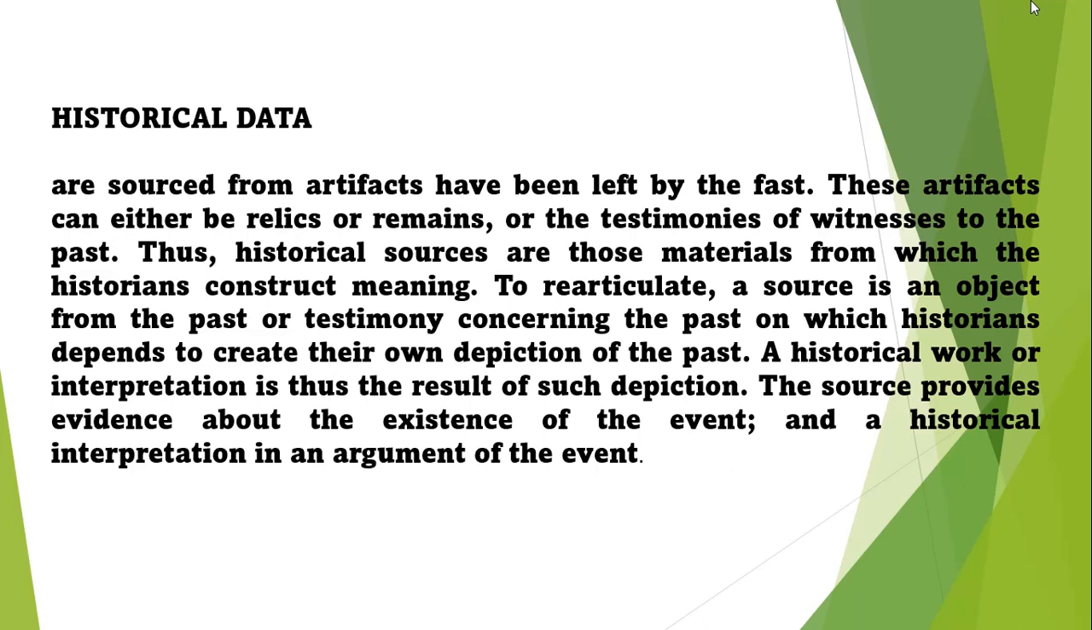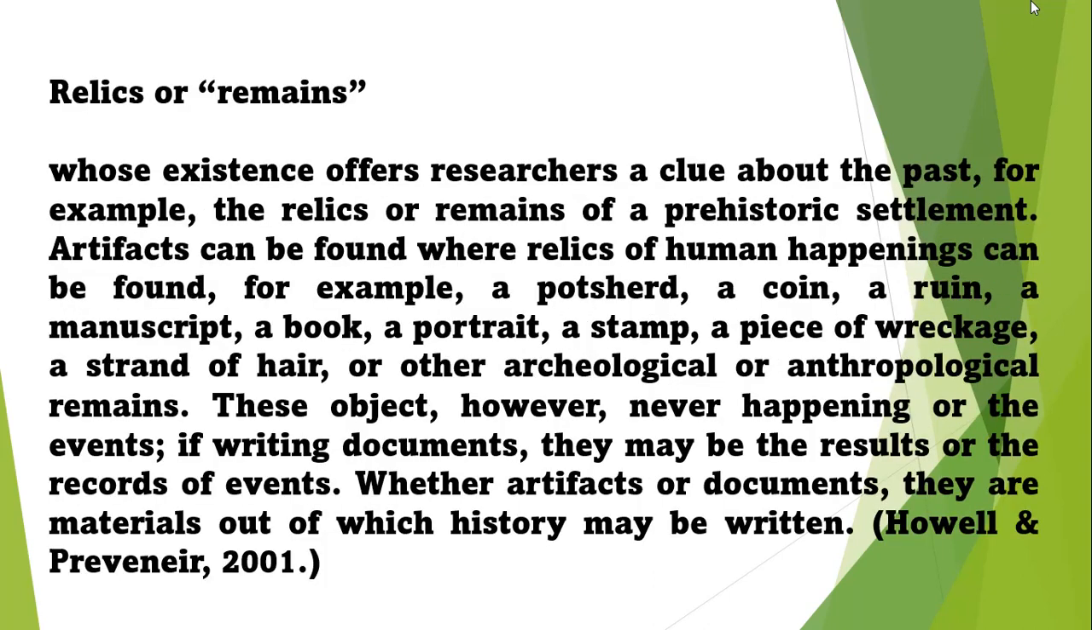So the source provides evidence about the existence of the event. So as I've mentioned, say for example, the materials found or the bones, it depicts that there's an existence of a particular event in the past. And the historical interpretation is an argument of the event. Okay, so that is what we mean by historical data. So now, what do we mean by relics or remains?